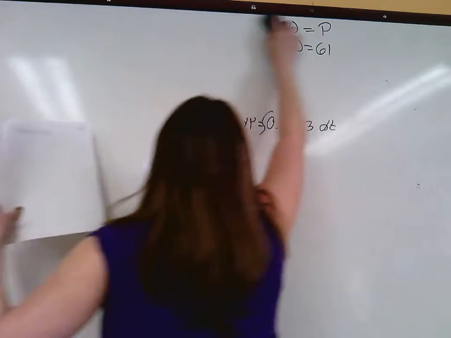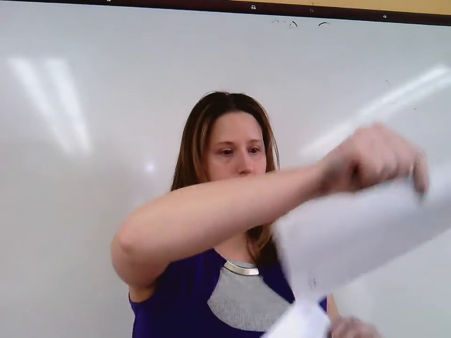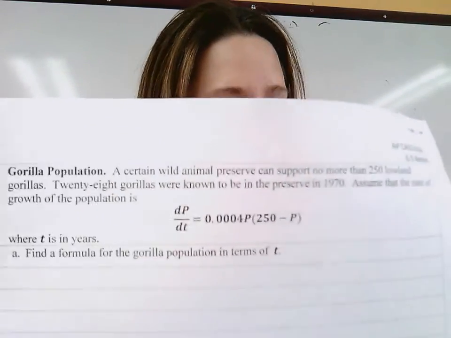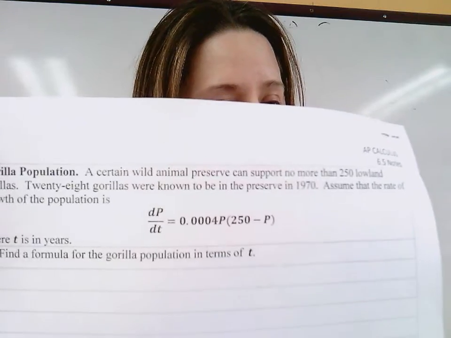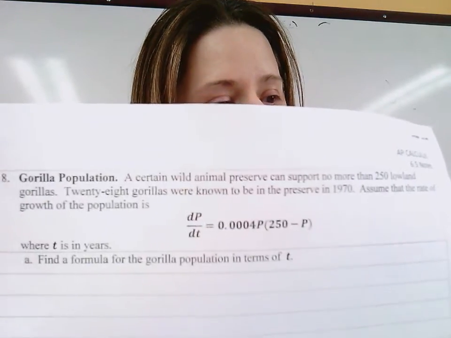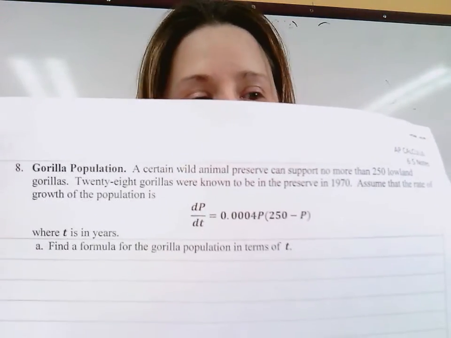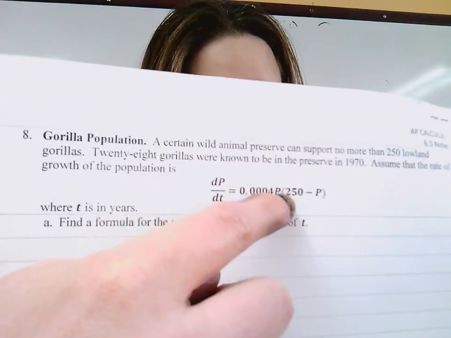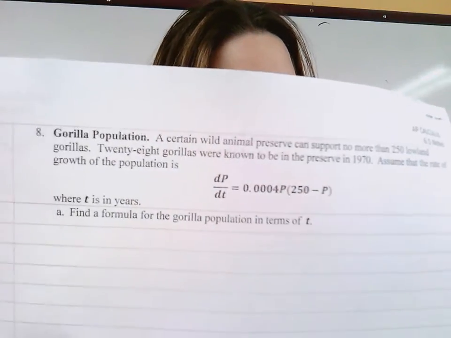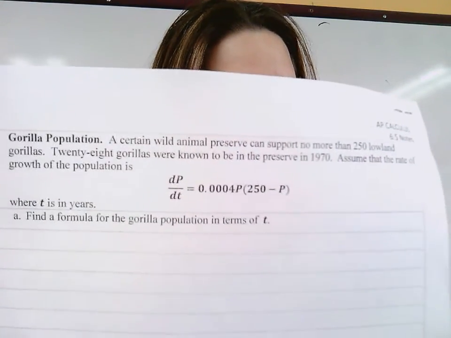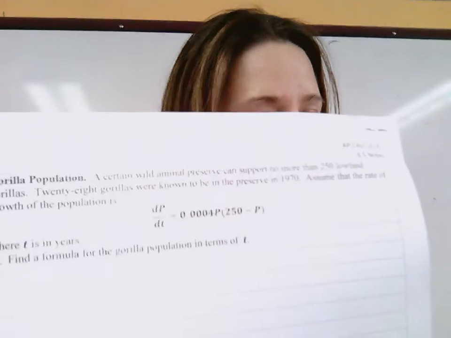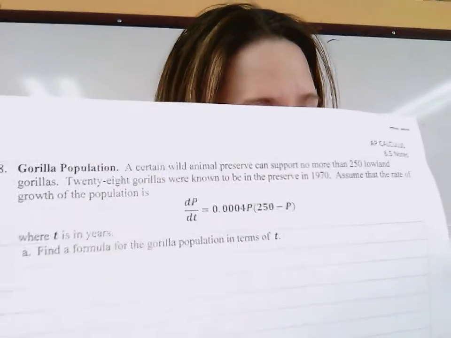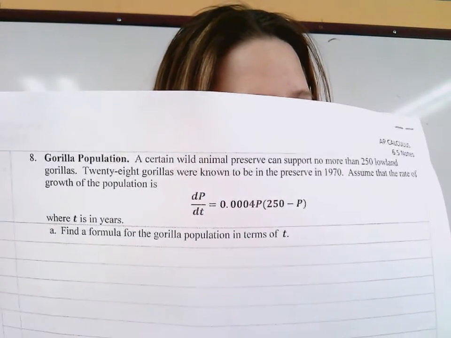So we have a gorilla problem. A certain wild animal preserve can support no more than 250 lowland gorillas. That's the carrying capacity, which you see right there. 28 gorillas were known to be in the preserve in 1970. Assume that the rate at which the population grows is blank, where t is in years.